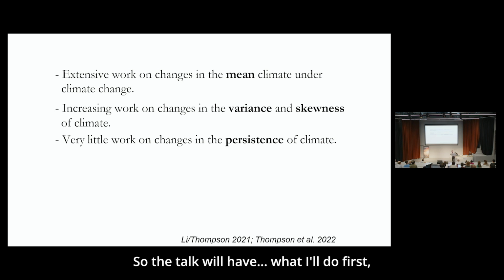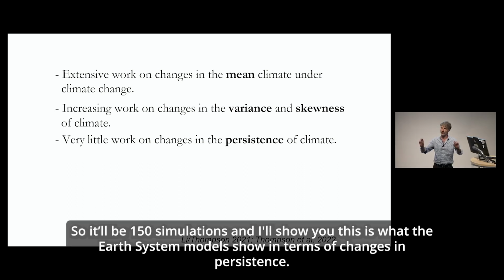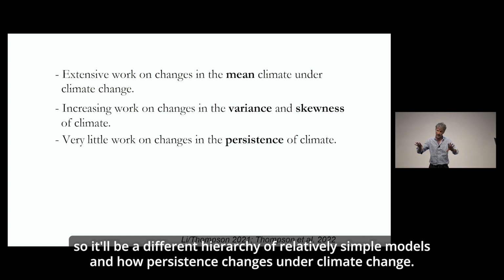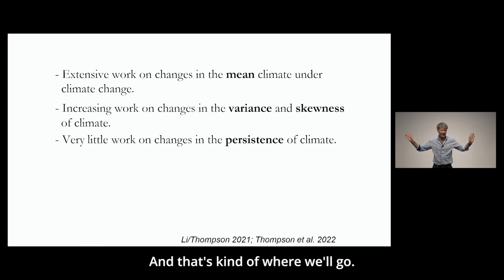So the talk will have, what I'll do first, 20 minutes, is I'll first show results from some Earth system models. So it'll be 150 simulations, and I'll just show you this is what the Earth system models show in terms of changes in persistence. Then I'll show some results from simpler models. So it'll be a different hierarchy of relatively simple models and how persistence changes under climate change. This is all under climate change in those. Then I'll speculate on why these changes might have occurred, and then where we're going with it.